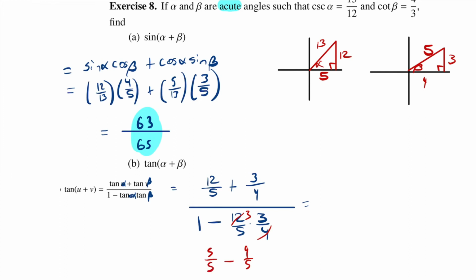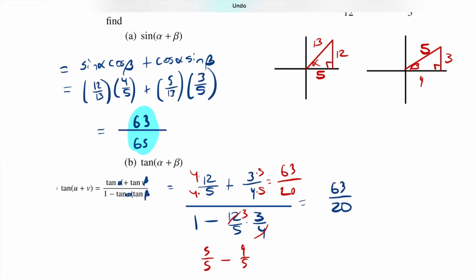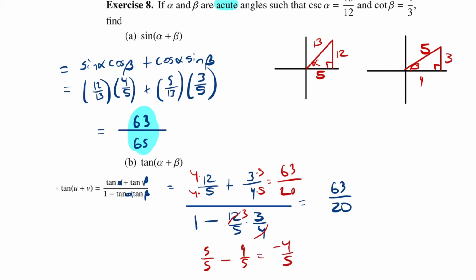Over here, the common denominator will be 20, so times 4 times 5. So I have 48 plus 15. 48 plus 15 is 63. And so now I have 63 over 20 times the reciprocal. The reciprocal of the denominator is negative 5 fourths. All right, well, let's see. 5 goes into 20 4 times. And so now we have negative 63 over 16 as our final answer.